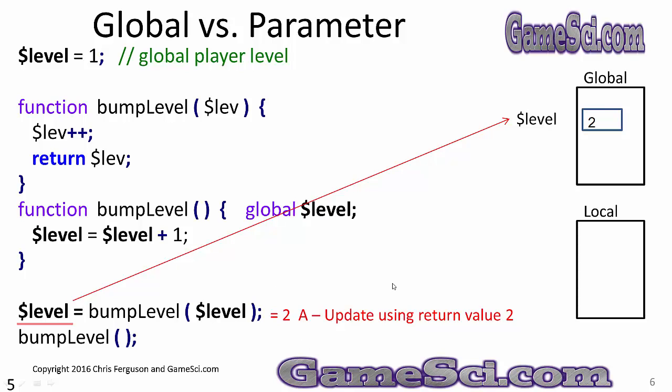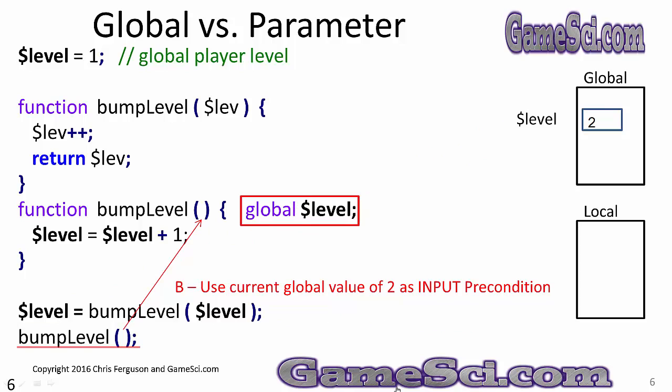Bump level, which is to say advance me another level in the game, did its job. I gave it an input of 1, it gave me an output of 2, and I'm keeping track of my current level as being 2 in the game. That's what you've got to do when using parameters and return types. You have to pass the input as a parameter and use the output, the return value, to update the global variable. I don't always have to do it that way.